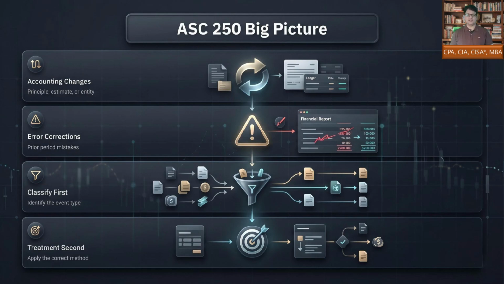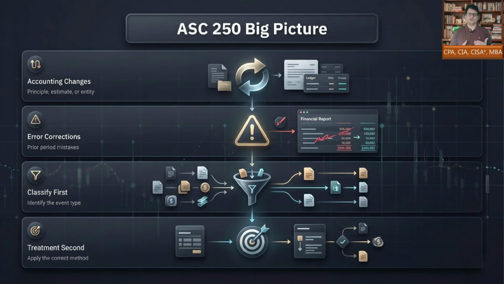In this episode, we begin Accounting Standards Codification Topic 250 on accounting changes and error corrections. This topic is not about memorizing one formula, it is about diagnosis. Something changed or something was discovered, and the accountant must decide what kind of event it is before choosing the accounting treatment. Think of ASC 250 like a traffic controller at a busy reporting intersection. One road is accounting changes, another road is error corrections, and if we send the event into the wrong lane, the financial statements can quickly become confusing.